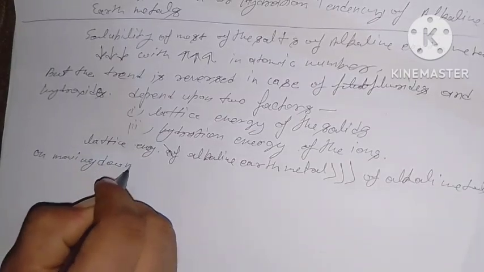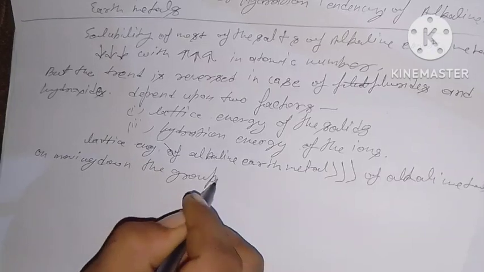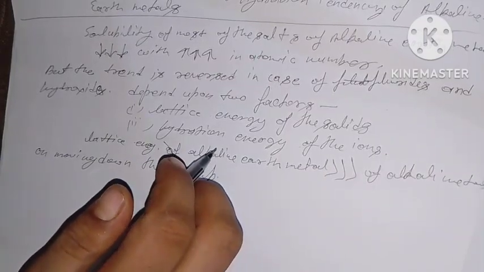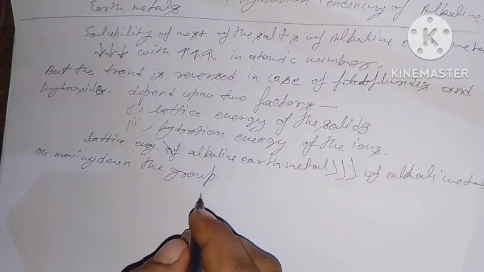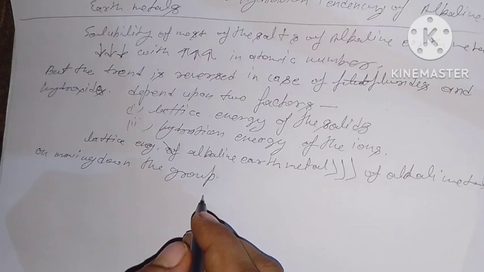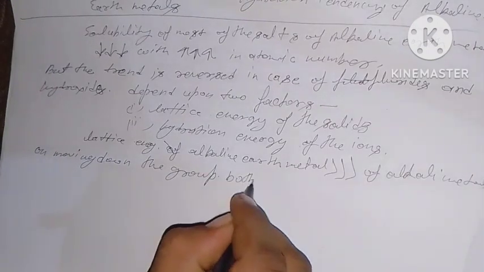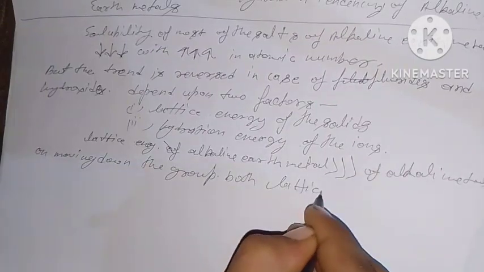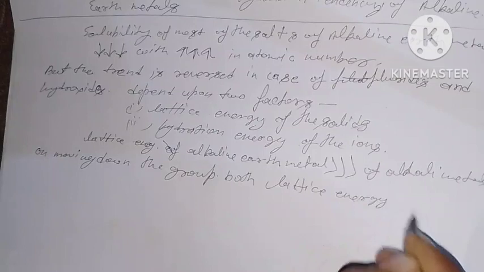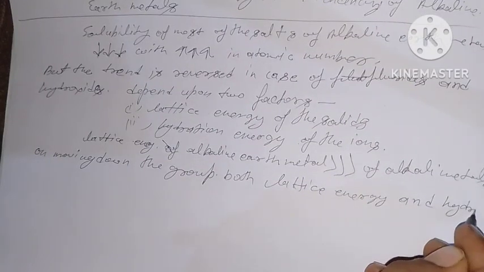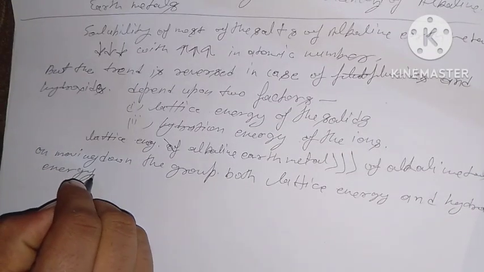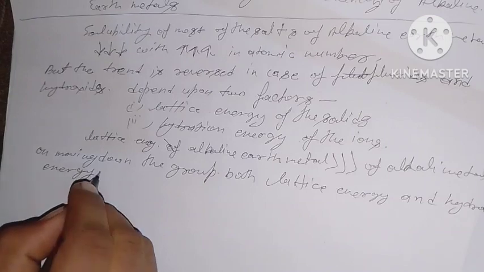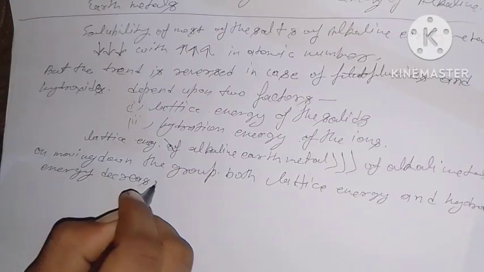Moving down the group, the metal ions become larger, due to which both lattice energy and hydration energy decrease.